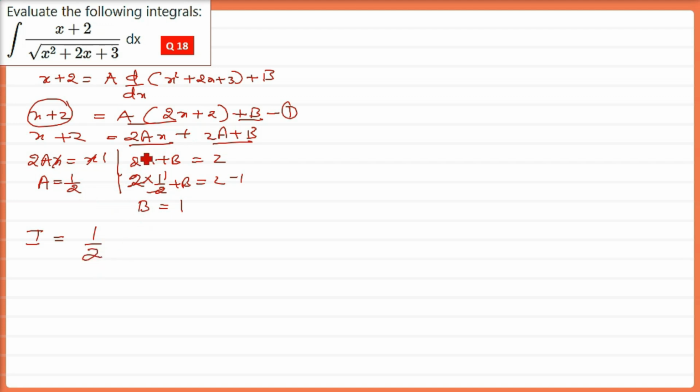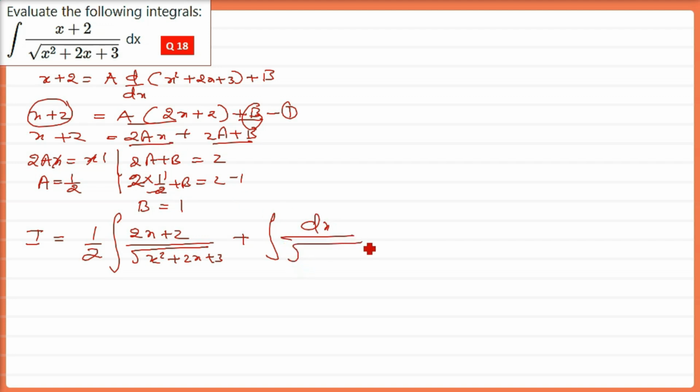So I becomes like this. Half is (2x plus 2), the denominator remains the same. So I'm now putting this integration sign after doing all this simplification, under root x square plus 2x plus 3. What is b here? It's just 1, so don't worry, it's just dx divided by, let's introduce an integration sign now, dx divided by under root x square plus 2x plus 3.